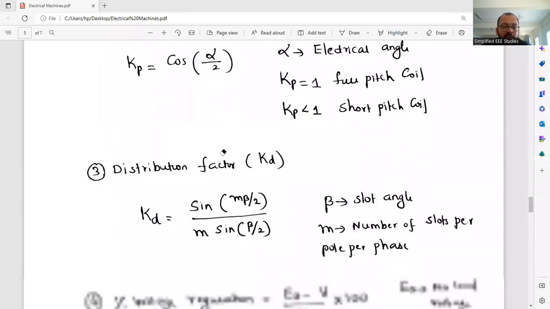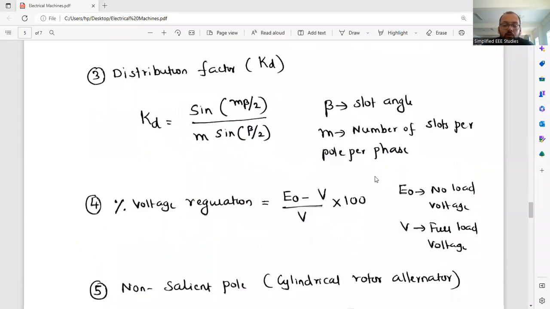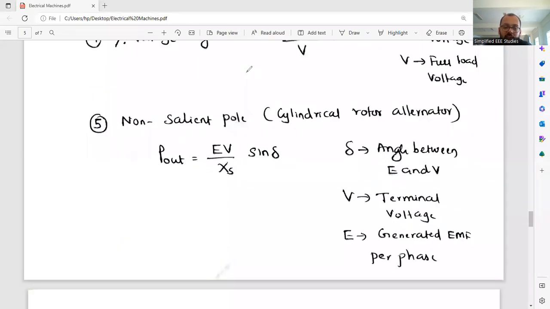For numerical examples, this is very important. Another important factor is called the distribution factor. It is called Kd, equal to sin(m beta by 2) divided by m sin(beta by 2), where beta is known as the slot angle and m is the number of slots per pole per phase. Similarly, voltage regulation you can calculate by taking the difference between no load voltage and full load voltage, divided by full load voltage, multiplied by 100. Please make a note that the voltage regulation value should be as minimum as possible. Very low voltage regulation means efficiency is very high. The requirement is low voltage regulation.